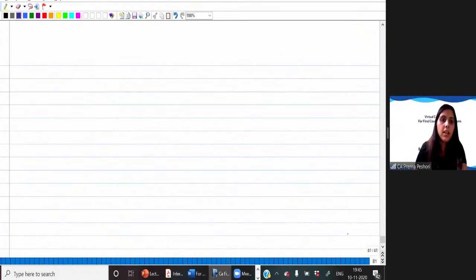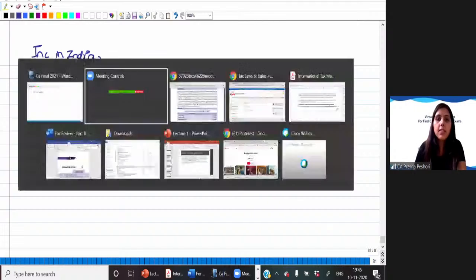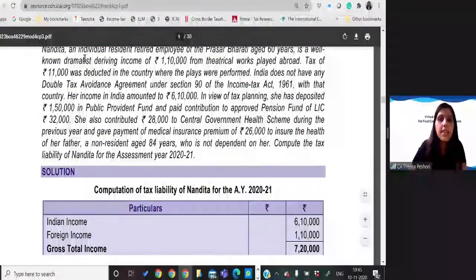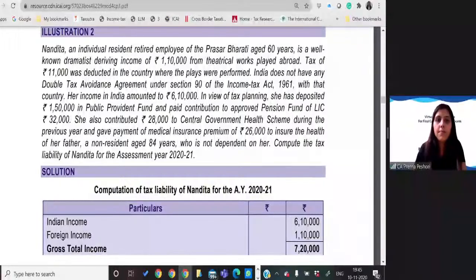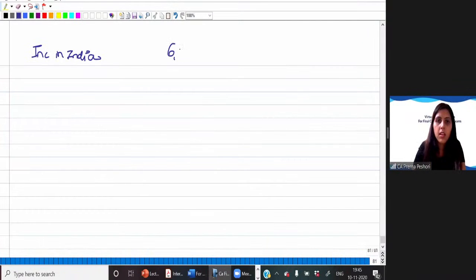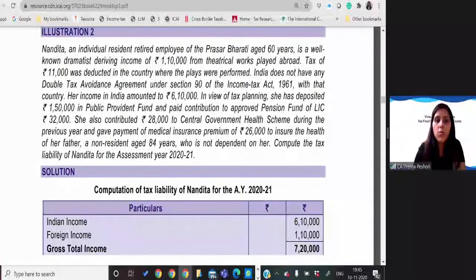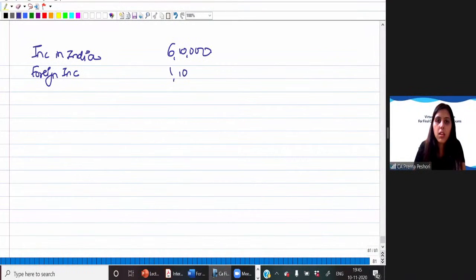So what is her income in India? Income in India is how much? 6,10,000, right? Her foreign income is how much? Her foreign income is 1,10,000. So gross total income is 7,20,000.